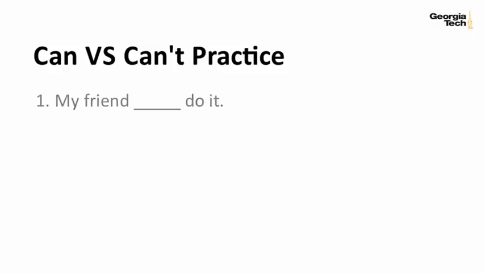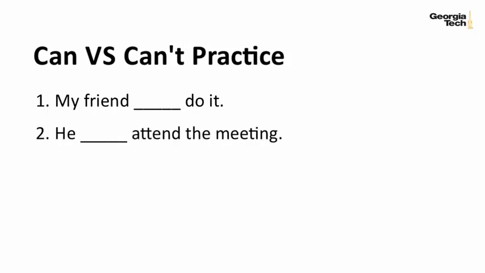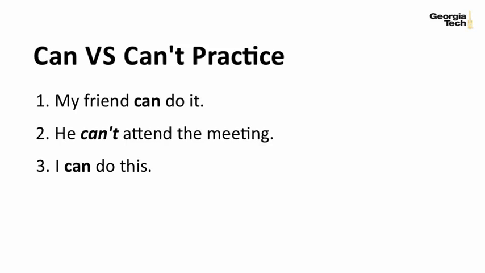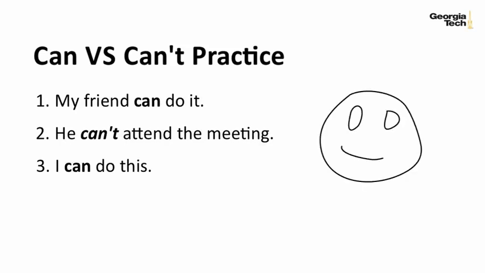Okay, listen as I say a few more sentences and decide if I'm saying can or can't. We'll do a check at the end. My friend can do it. He can't attend the meeting. I can do this. How did you do? Here are the answers to what I said. If you got most of them right, that's great.